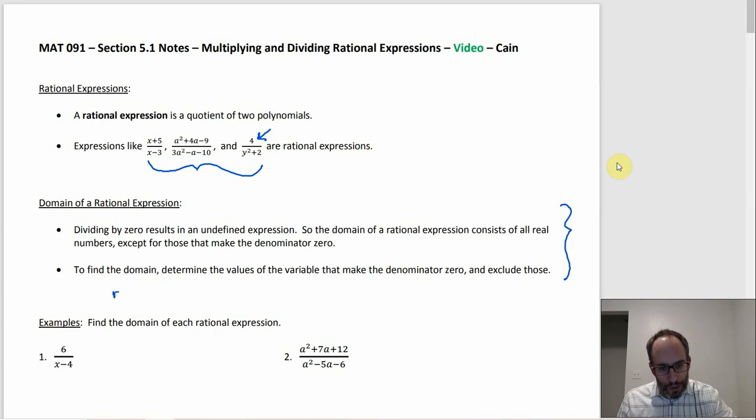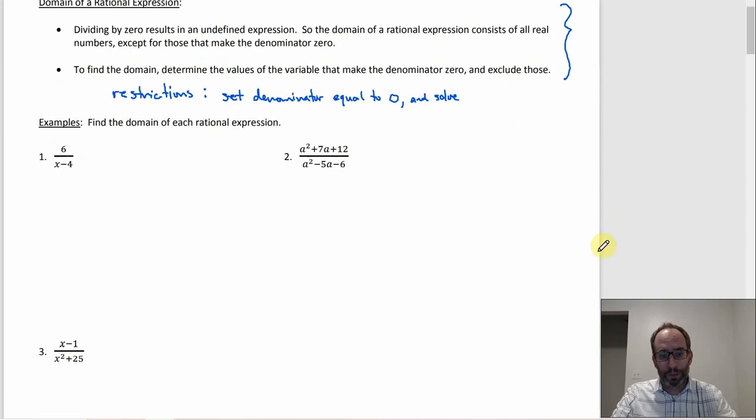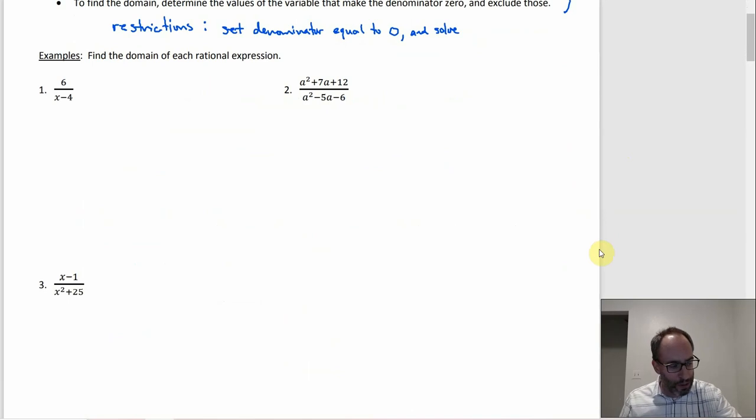So in order to get the restrictions, what you would do is you set the denominator equal to 0 and solve. Because then that'll give you the values that would make the denominator 0, and then you just make sure you leave those out. So like for number 1, where we have 6 over x minus 4, you would set the denominator equal to 0 to find the restrictions, or in this case restriction, there's only going to be one.